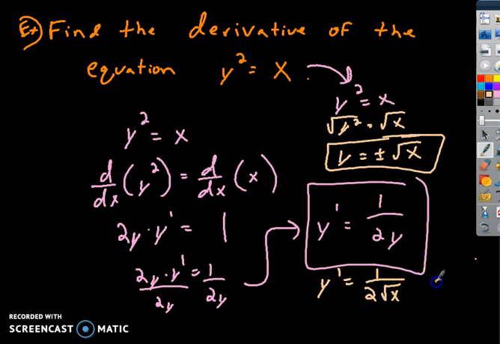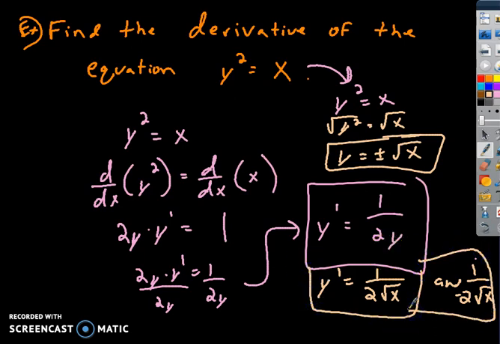or 1 over negative 2 square root of x. So y prime could be both of those because you have a plus or minus sign in that function. So this would be the derivative of it without having a y, only having y prime and x. All right, so keep that in mind.